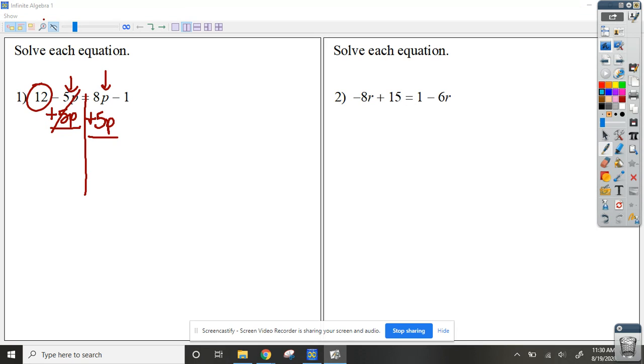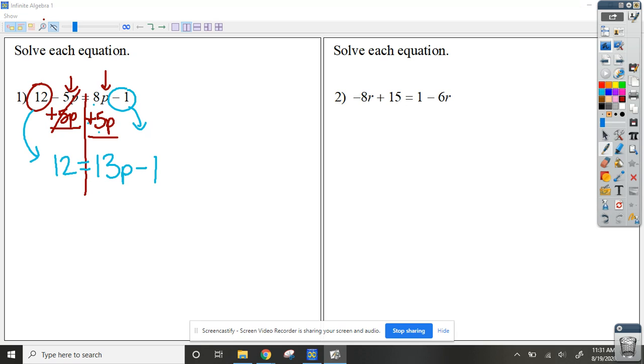So let's take a look at what we have now. I'm going to bring down that 12 on the left side. What is 8p plus 5p? 13p. And I also have this minus 1 that I need to bring down as well. From here, it's a simple two-step equation like you did last week.